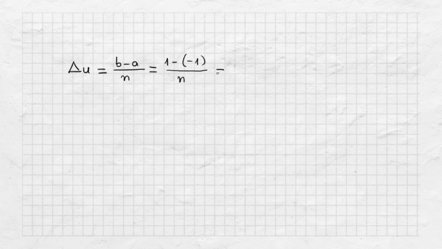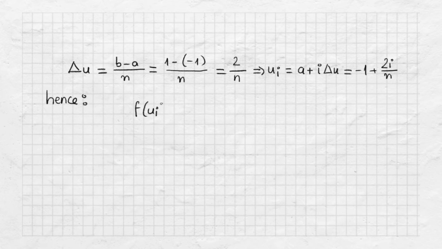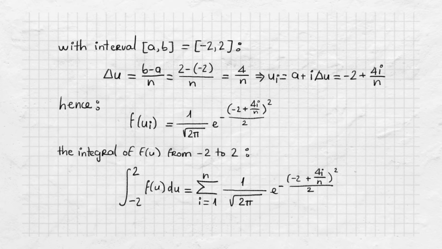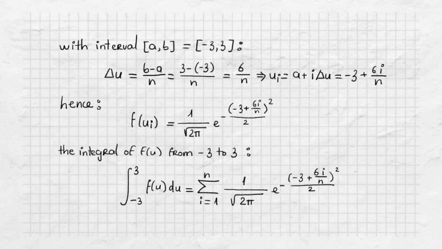We have the integration of f(u) du from -1 to 1 is the function here with delta u, u_i to form the function of f(u_i). Hence, the integral of f(u) du will be the sum of f(u_i) from i equal to 1 to n. The following steps are applied similarly to calculate f(u) du of intervals from -2 to 2 and -3 to 3.